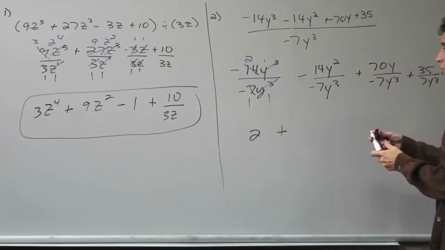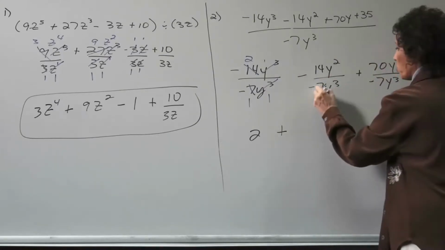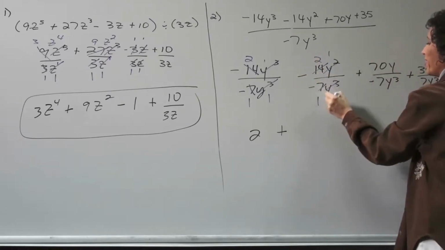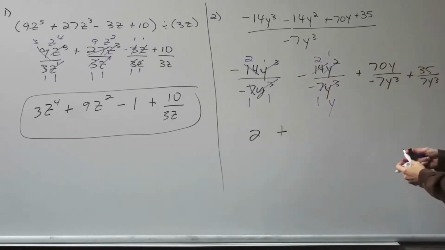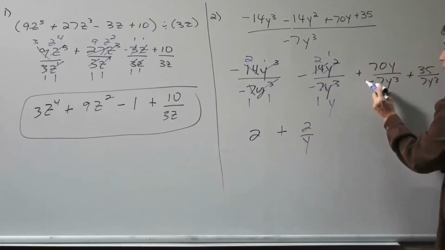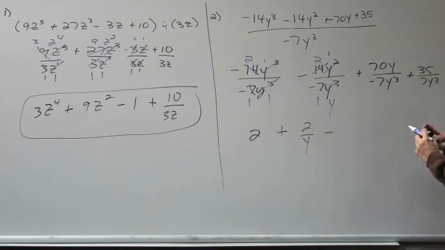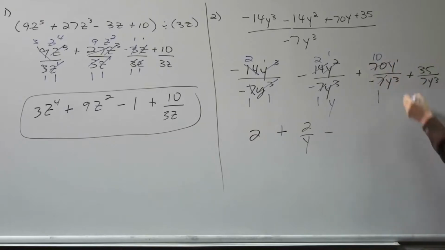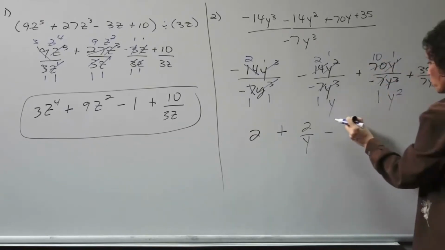Okay, here we go. Ready? 7 goes into 7 once, 7 goes into 14 twice. There's one more y, but it's downstairs. So this is 2 over y. Positive divided by a negative is a negative. Okay, now here we go. 7 goes into 7 once, 7 goes into 70 10 times. There's 2 more y's left, but they are downstairs. So it's 10 over y squared.